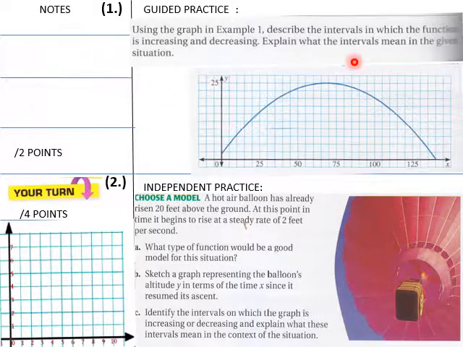Using the graph from example 1, describe the intervals in which the function is increasing and decreasing. Explain what the intervals mean in the given situation. And then example 2, this is for your students, a hot air balloon. Read through it and do that on your own. We're going to do the guided practice now.